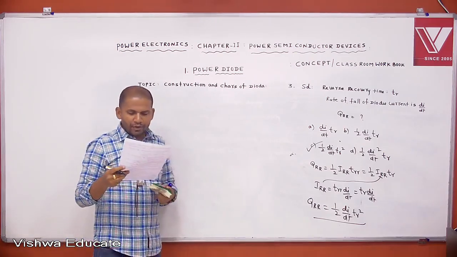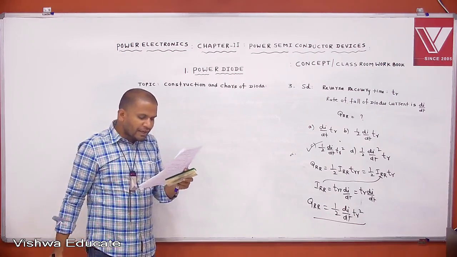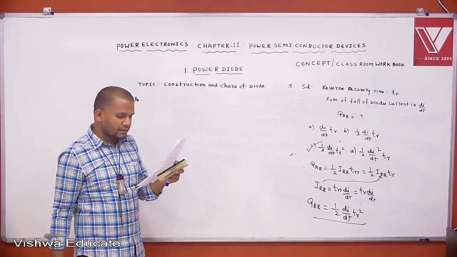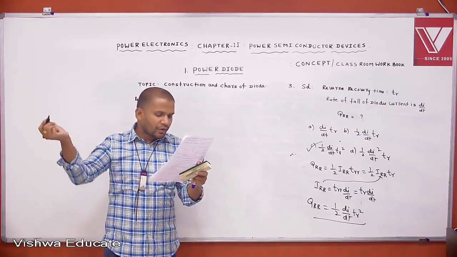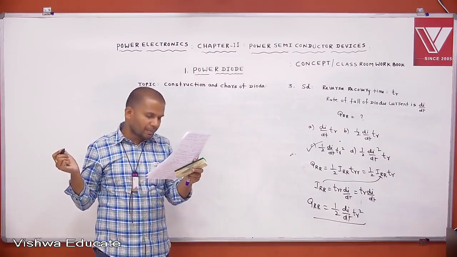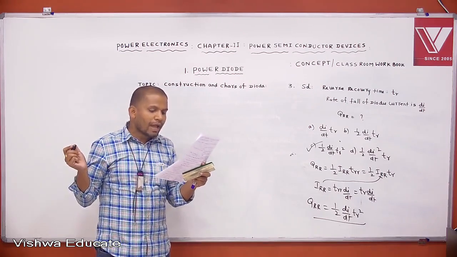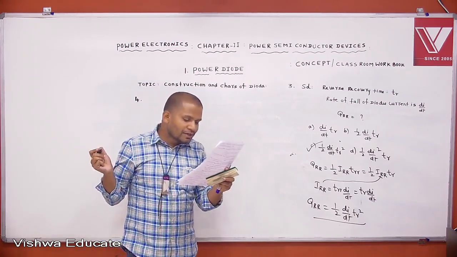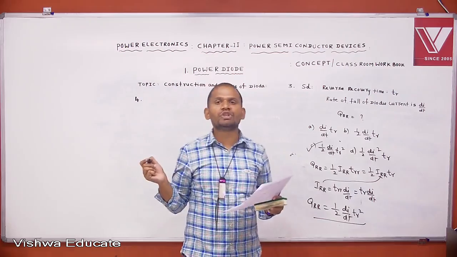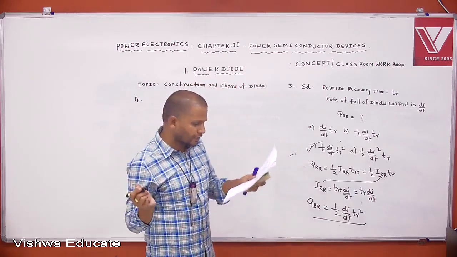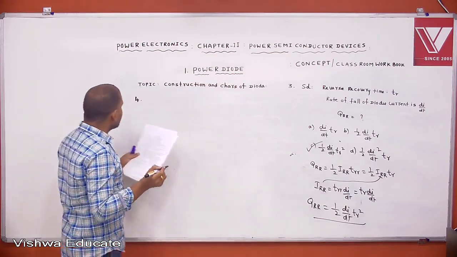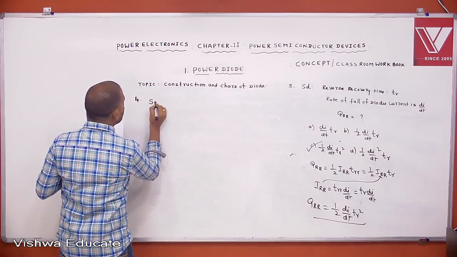For a power diode, the reverse recovery time is 3.9 microseconds and the rate of diode current decay is 50 ampere per microsecond. For a softness factor of 0.3, calculate peak inverse current and storage charge. Understood? Given that, then what is the solution for this problem?